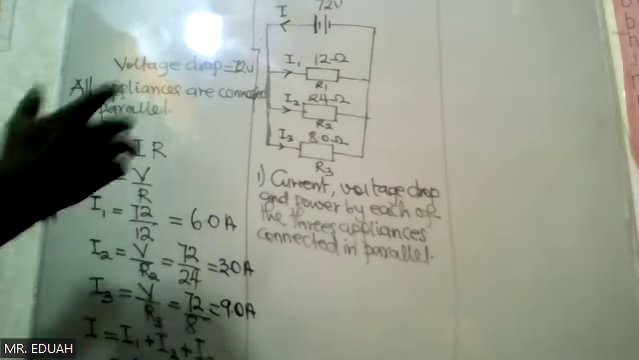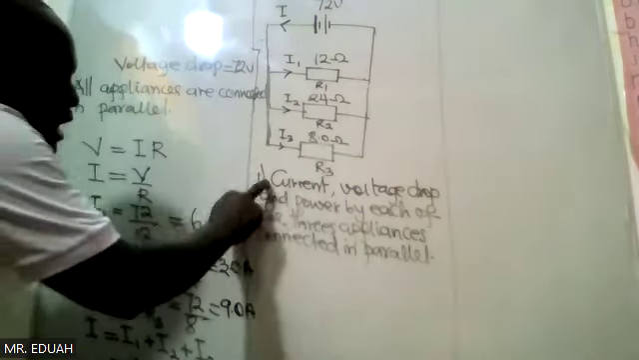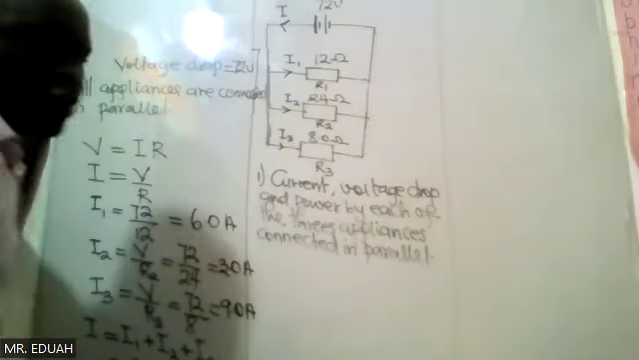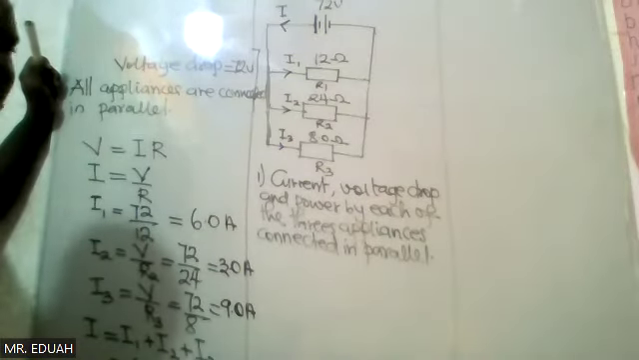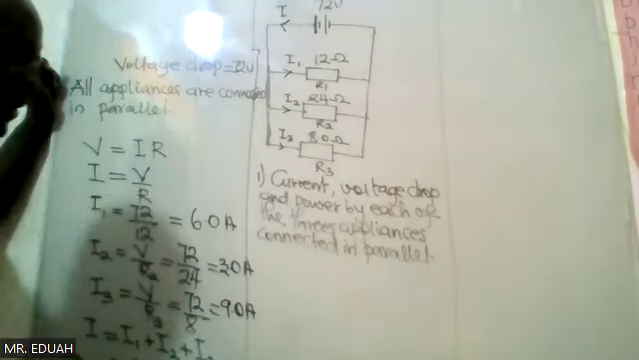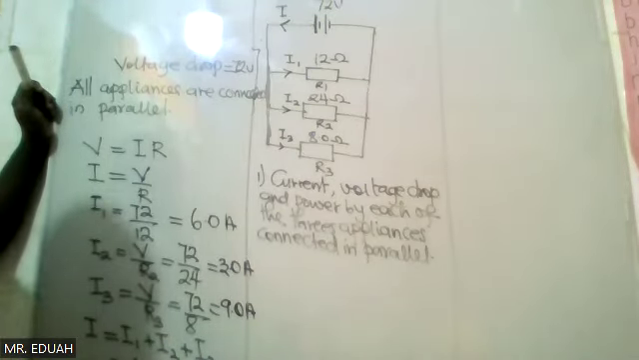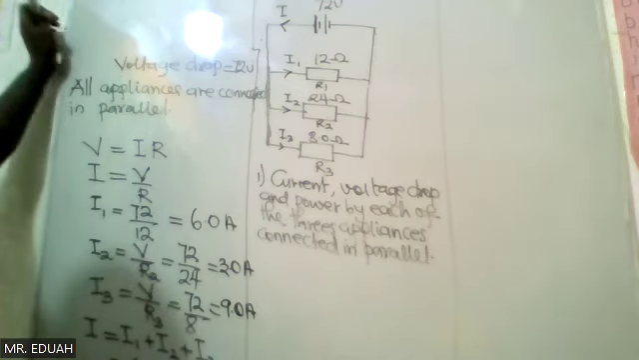Okay, the question we are looking for is current, voltage, and power. Determining the voltage drop is so simple. Then we came to current. We are done with current. The next move is to look at power.